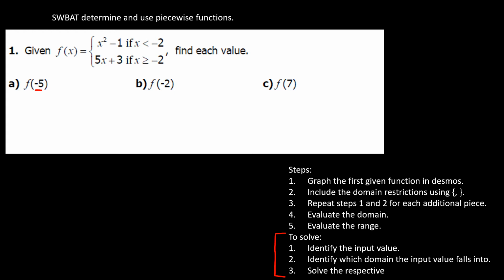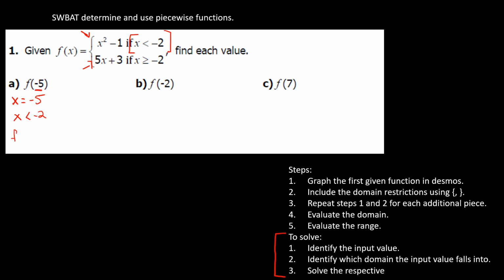So our input value is -5. In other words, x equals -5. Now where do we put it in, right? Do we put it in the top one or the bottom one? How do we know? Well, we need to look at the domains. Let's look at the first domain, where x is less than -2. Is x equals -5 less than -2? I'm going to say we are. So we're going to use this first equation.